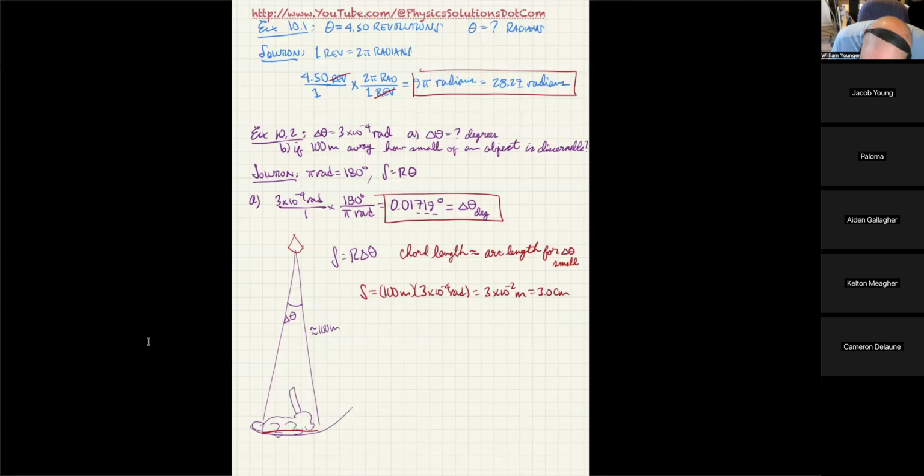3.0 centimeters. So even at 100 meters, which is comparable to a football field, you can see something that's 3 centimeters, which would be about that big. An eagle could tell the head from the tail of this object that's only 3 centimeters long, even across the distance of a football field. That's pretty impressive. Anybody have any questions on that one?